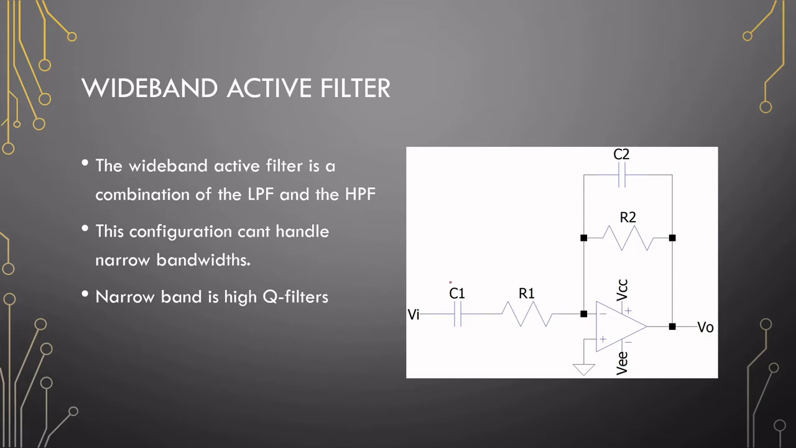If you have a look at the schematic over here, first you will notice a high pass filter and then a low pass filter. So the wideband filter is a combination of the two. The high pass filter will be responsible for the lower cutoff frequency, and the low pass filter will be responsible for the higher cutoff frequency. So this is for F low and this is for F high.